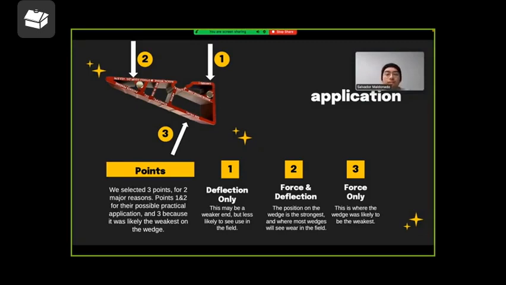Okay, and lastly, the force application. We just needed to define the different points in which the force was going to be applied. These were defined by our advisor, Greg, with the idea of points 1 and 2 being practical applications of the wedge, mainly when it's used to force a door open, and 3 because it's likely the weakest point of the design.